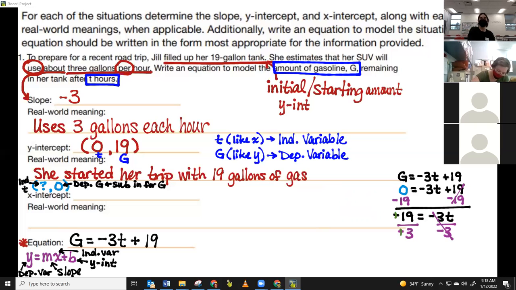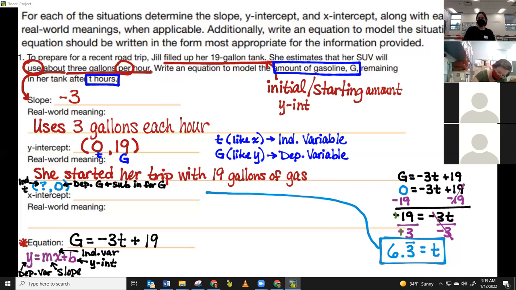It doesn't come out pretty, that's okay. Remember, I'm dividing, I'm not adding. 6.3, and it's like a repeating, right? Yes, repeating. All right, so 6.3 repeating. This right here is my x-intercept, or it's the other part of my x-intercept. I already know that part of it is a 0.